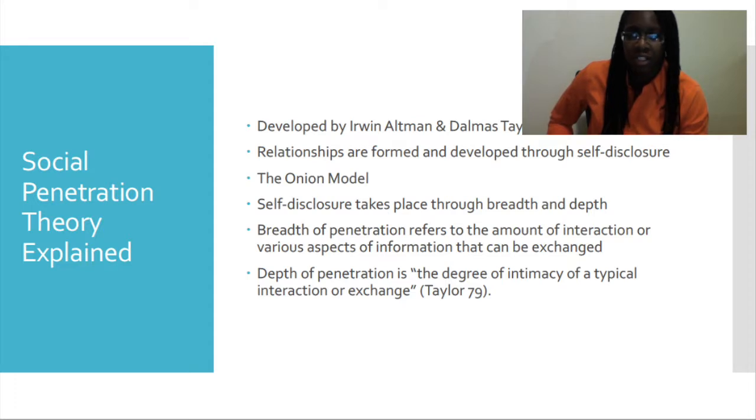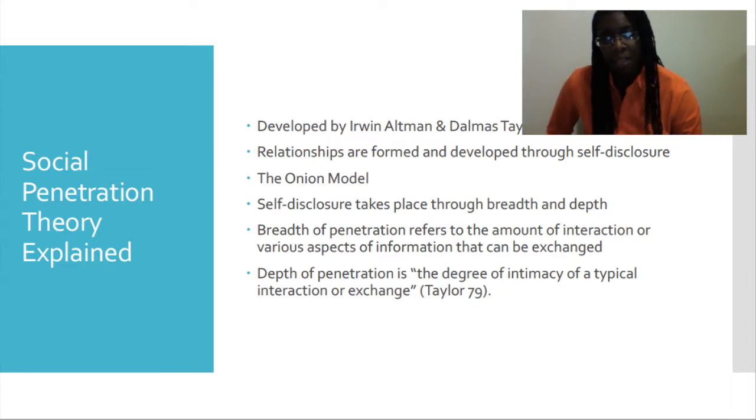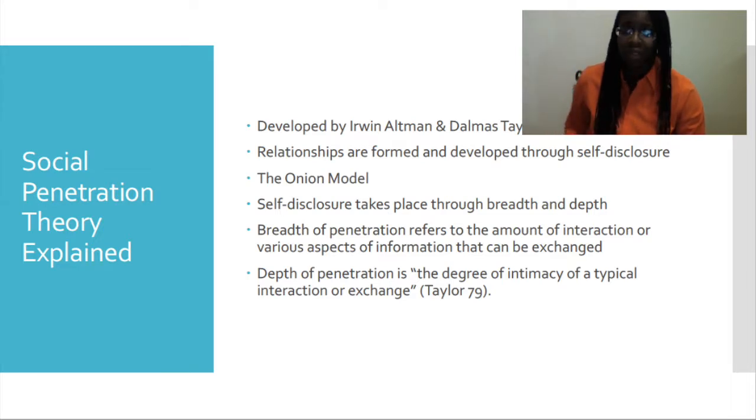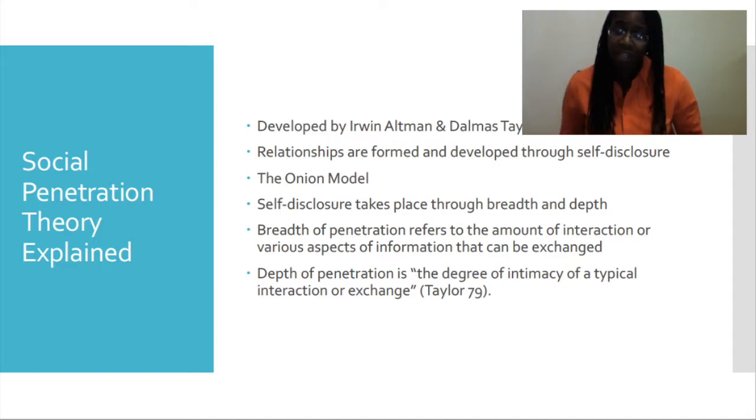The social penetration theory, or SPT, was developed by Erwin Altman and Dalmas Taylor in 1973. The basis of their theory states that relationships are formed and developed through self-disclosure. They use something called the onion model. What this means is, just as an onion has layers that can be peeled back, the same thing goes for human beings. We have a surface level that everyone can see, and then the more that is peeled back, the more intimate knowledge is revealed unto others, depending on how close we get.